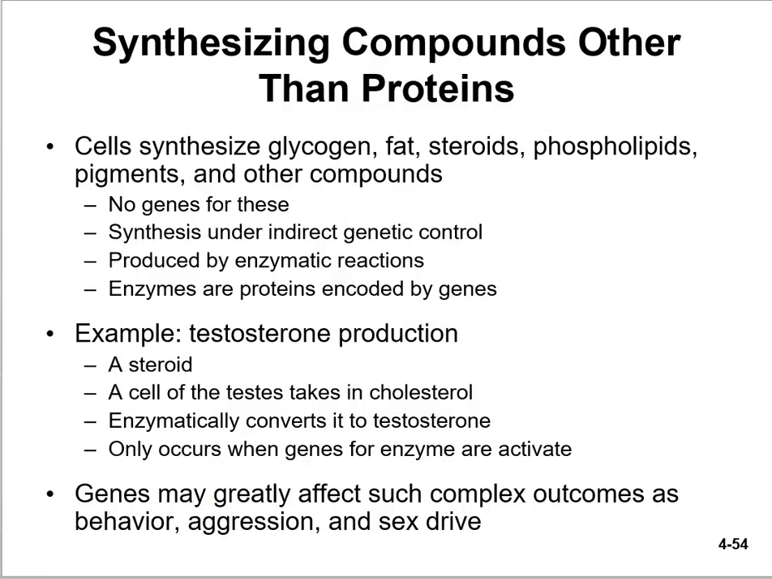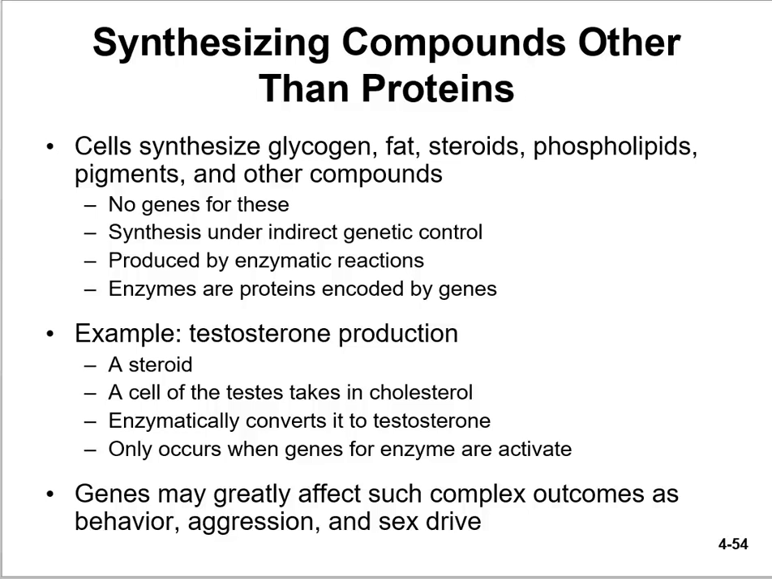Cells, of course, make more than just proteins. They also synthesize carbohydrates like glycogen. They also make fat, steroids, phospholipids, pigments, and many other compounds. And there's no genes for these. But then how would their synthesis be possible? Well, their synthesis is said to be under indirect genetic control. How? They're produced by enzymatic reactions, and enzymes are proteins encoded by genes.